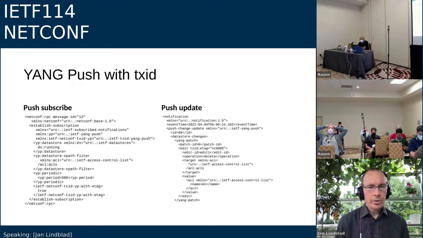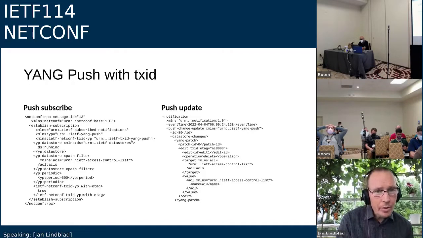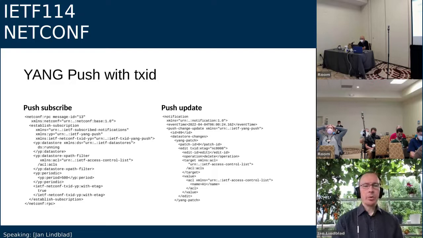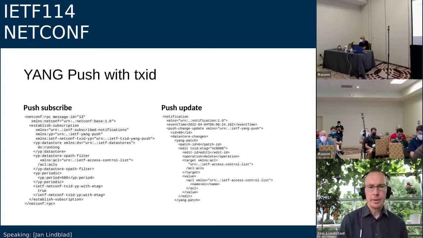So here, colors went away. I don't know exactly what happened with them, but on the bottom, you can see on the left side under push subscribe, near the bottom, IETF NetConf transaction ID YP with eTag true. That is how a Yang push user would enable transaction IDs for Yang pushes for this particular subscription. So it's just a simple leaf that is added to the subscription to get this functionality.